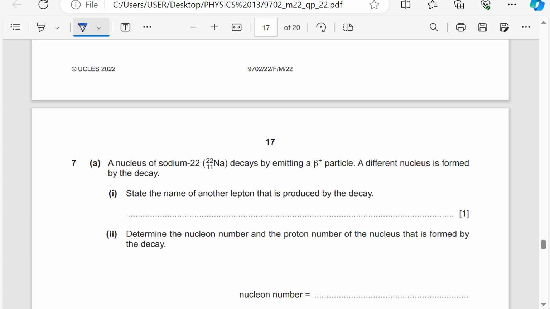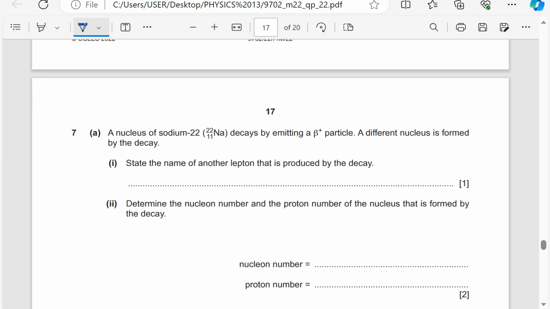A nucleus of sodium-22 decays by emitting a beta plus. A different nucleus is formed by the decay. State the name of another lepton that is produced by the decay. So whenever a beta plus particle is emitted, this is an antiparticle. It is accompanied by a particle which is a neutrino.